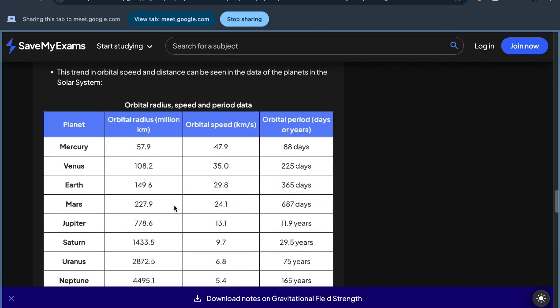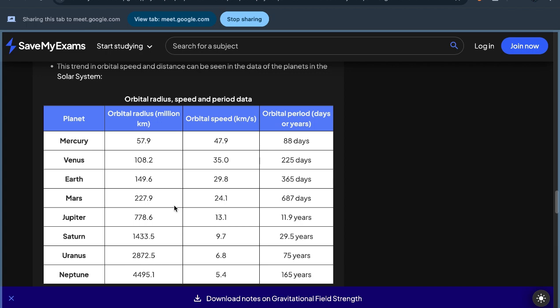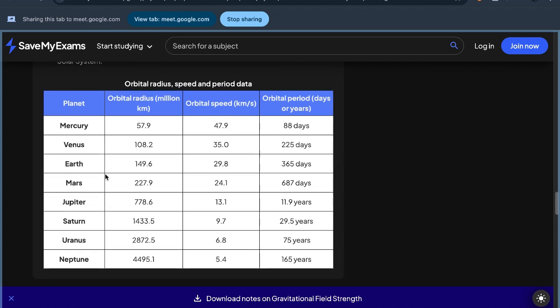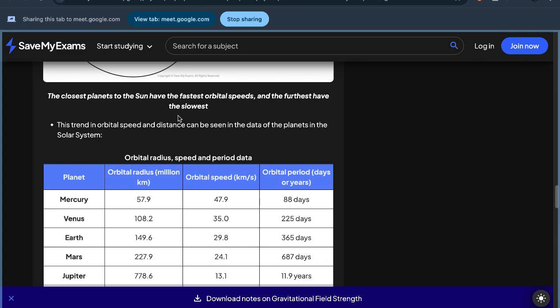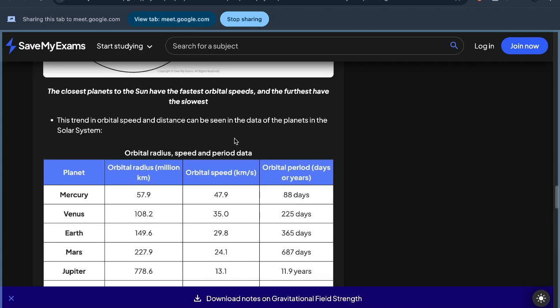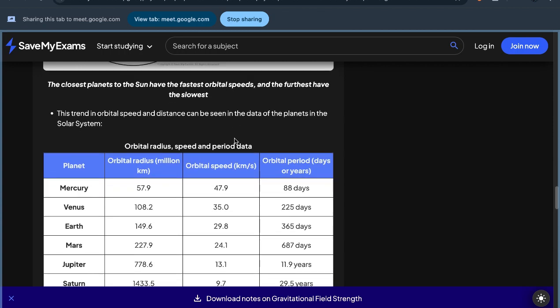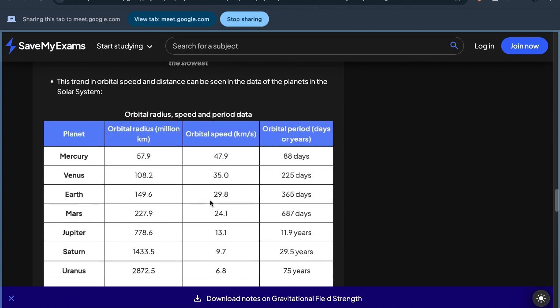Now let's take a look at this orbital radius, speed, and period data. For example, Mercury, where we are benchmarking with the sun. This trend in orbital speed and distance can be seen in the data of the planets in the solar system. You can go to the NASA website to see all this information. For Mercury, the orbital radius is 57.9. This is a data file that is used for calculation.